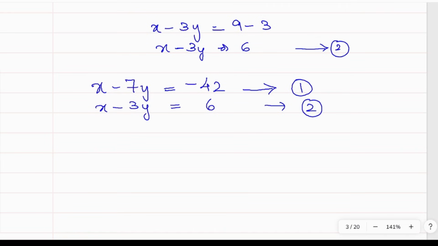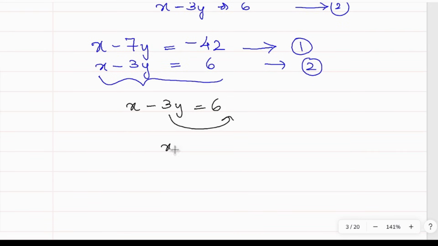I will have to use substitution method. They told that here we are solving the equations using substitution method. So now what I will do, the second equation seems to be a smaller equation. So I am going to take x minus 3y equal to 6, right? So from here, this minus 3y, I will move to the opposite side and I will get x equal to 6 plus 3y. And I will name it as equation number 3.